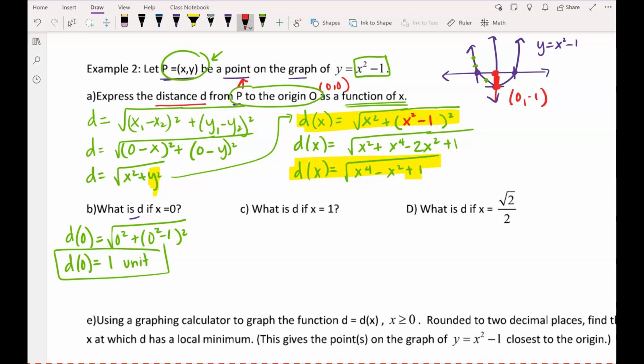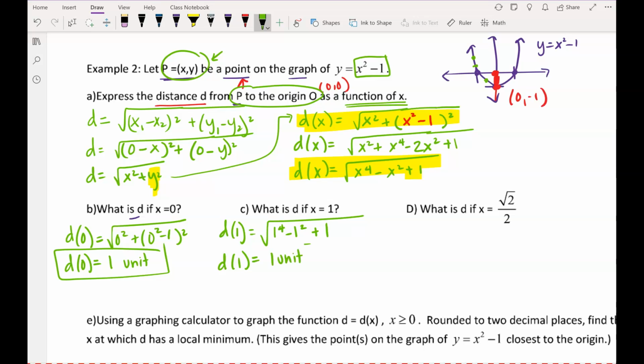C, what is the distance to the origin if x equals 1? And again, you can plug into the first equation or the one that you distributed. It doesn't really matter. Let's do the one that you distributed, just in case you did do that. So when x is 1, I just plug in 1 here, d of 1. So 1 to the 4th minus 1 squared plus 1. This will give us 1 unit.